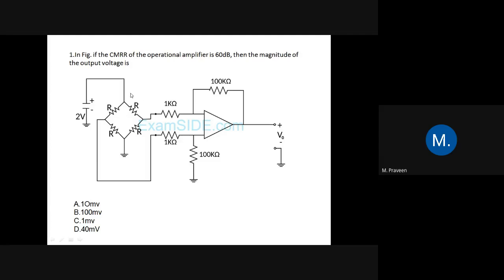Okay, so first we have to find the output of section 1. For the first section, we have to find the output terminals. Let this one be V naught of 1, and this one V1 and V2. So V1 and V2 are the output of the first section. Once we find V1 and V2, we can easily find the output V naught. Okay, let's see.